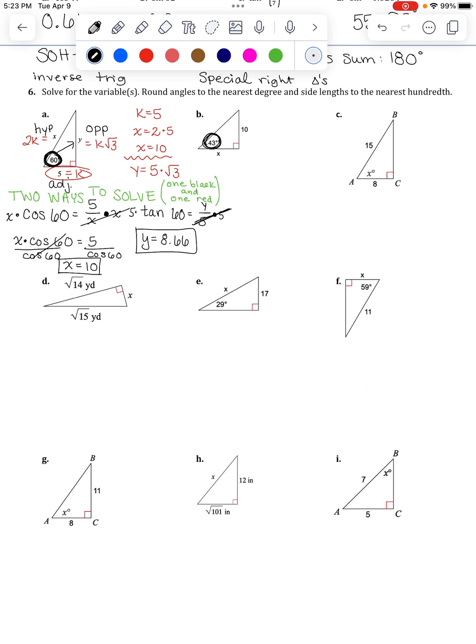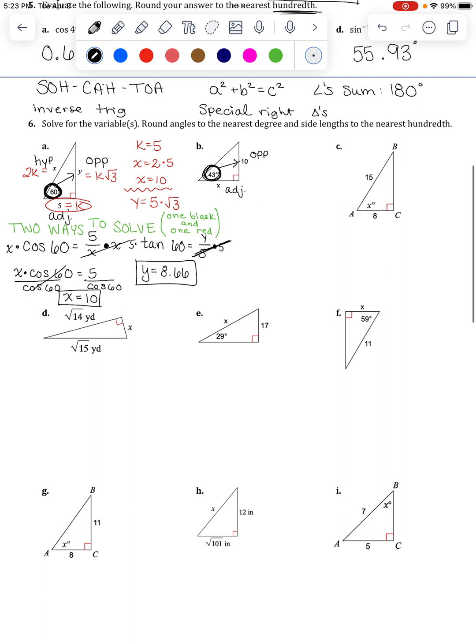Okay, next problem is not a special right triangle, but I notice I'm working with angles and sides together, so I'm doing trig. That's my angle of reference. This is the opposite. This is the adjacent. The hypotenuse has no labels, so it's not helpful. Opposite and adjacent is tangent. So, tangent of the angle equals the opposite divided by the adjacent. When the variable is in the fraction, you always multiply by the denominator.